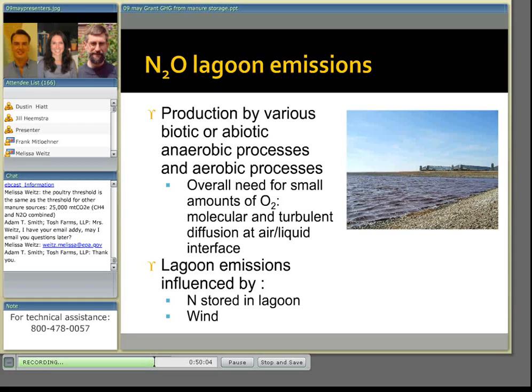But some researchers have noted that, in fact, as you consider wind going across the lagoon, oxygen is being dissolved into the upper layer of this water. And so the emission is going to be a function of wind speed, and it's also going to be a function of the nitrogen actually stored in the lagoon from the manure added to the lagoon.